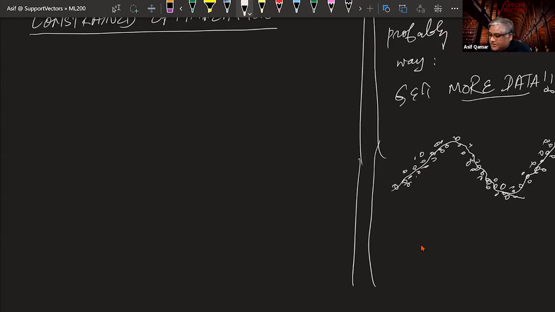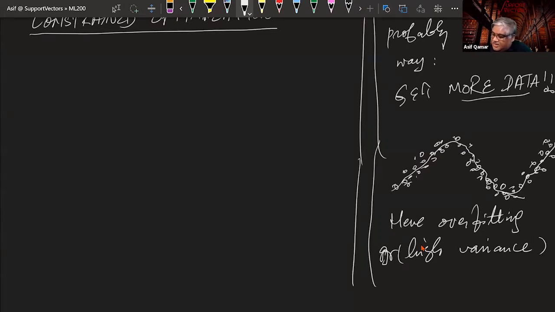So here, overfitting, or high variance, if you want to put it this way, the high variance gradually is suppressed.